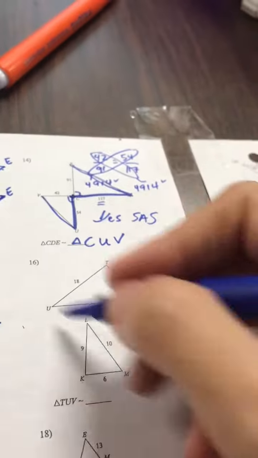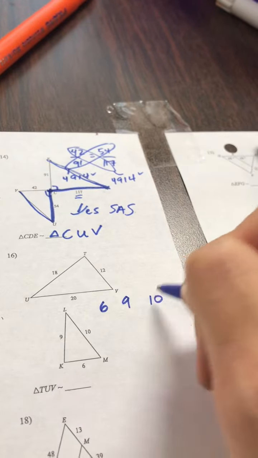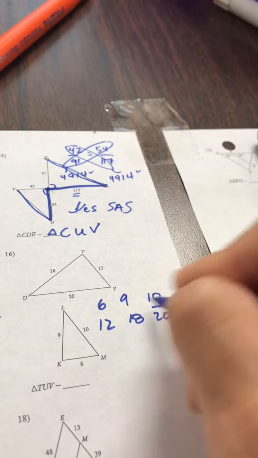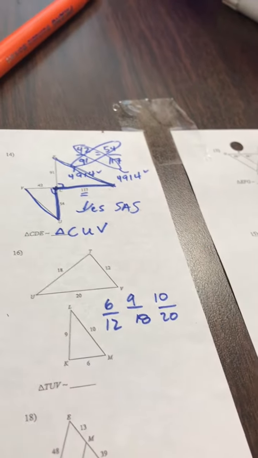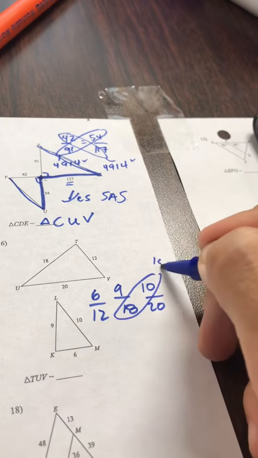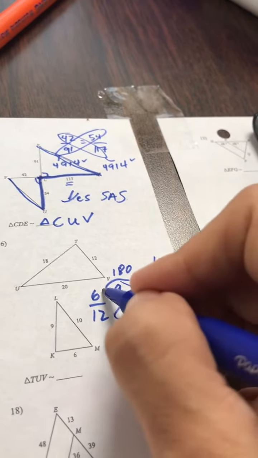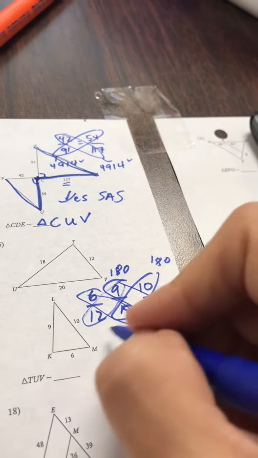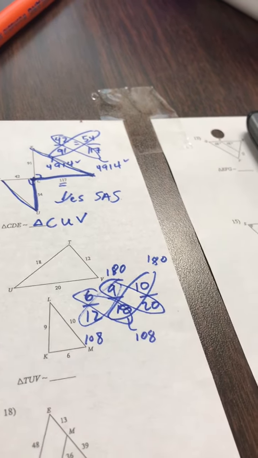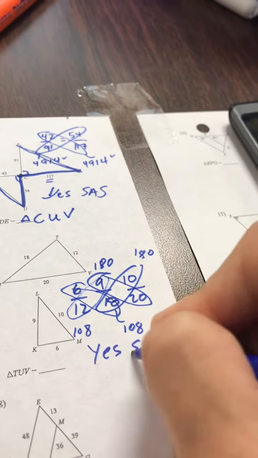Okay. This one could be because of side, side, side. So let's set it up. Small, medium, large. Small, medium, large. Oh, it looks like all these ratios make 1/2. You can cross multiply to double check, but this would be 180. This would be 108. This would also be 108. Cool. So that's yes, because of side, side, side.